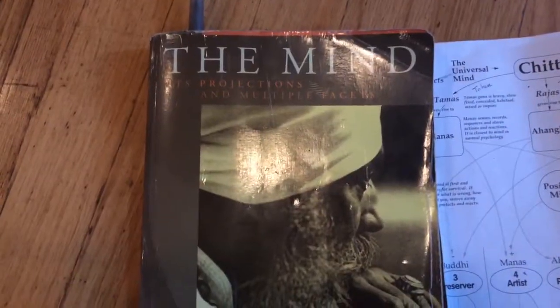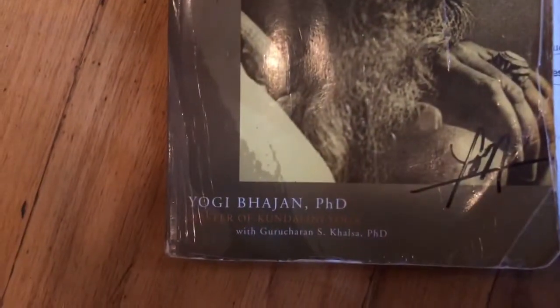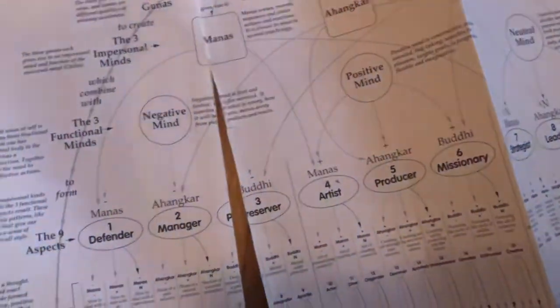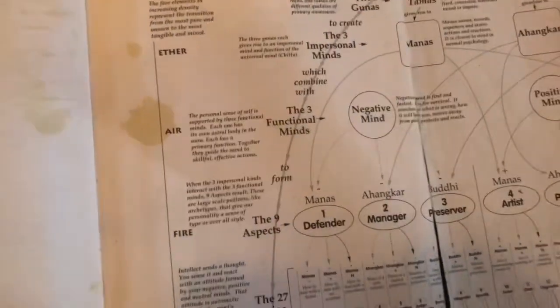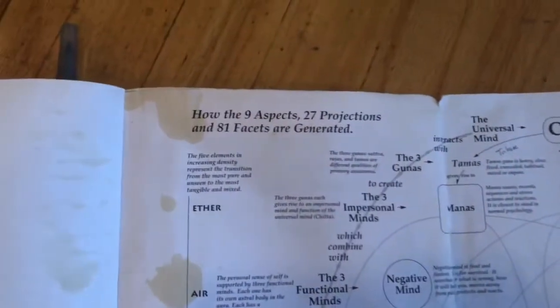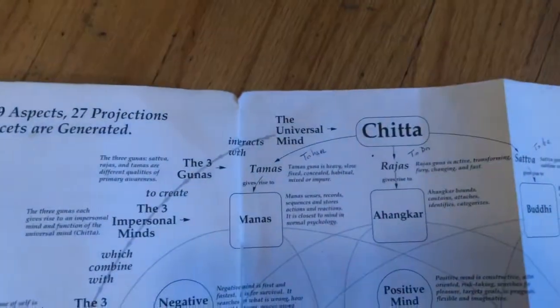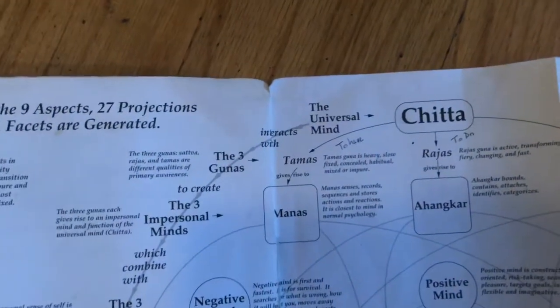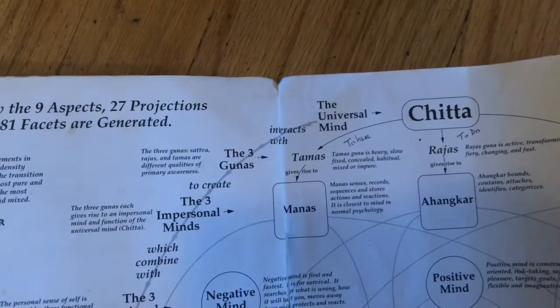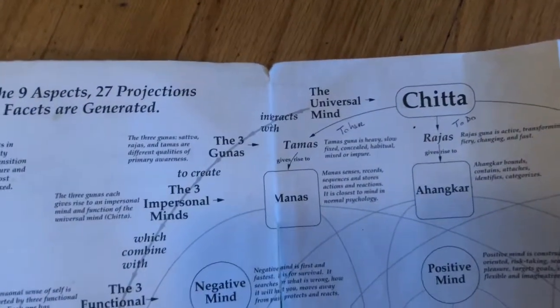All right, here we are. So this is Yogi Bhajan's book, The Mind. And here in the back of the book is a chart I was rather obsessed with the first time I saw it. You can see it's all sorts of falling apart. But what we have here is Chitta, the universal mind. And this is how, from the universal mind, the aspects of our mind as we know it precipitate out through the elements. So ether being the most subtle, air, fire, water, and then earth.